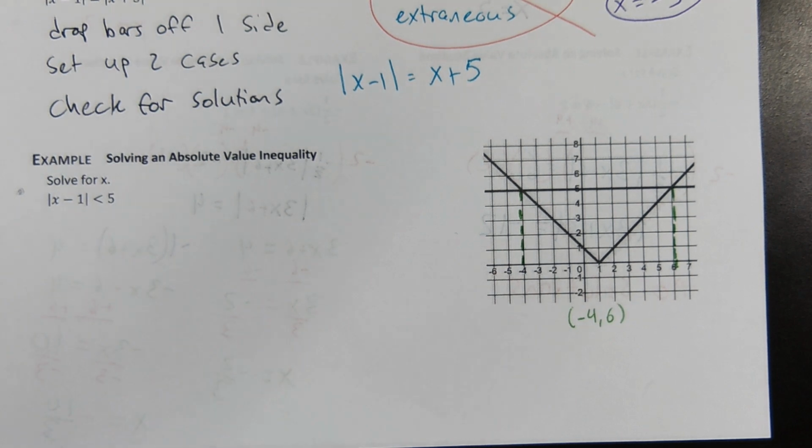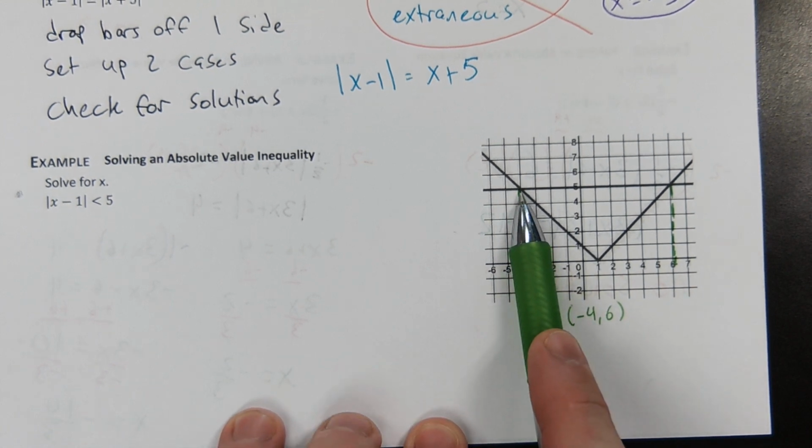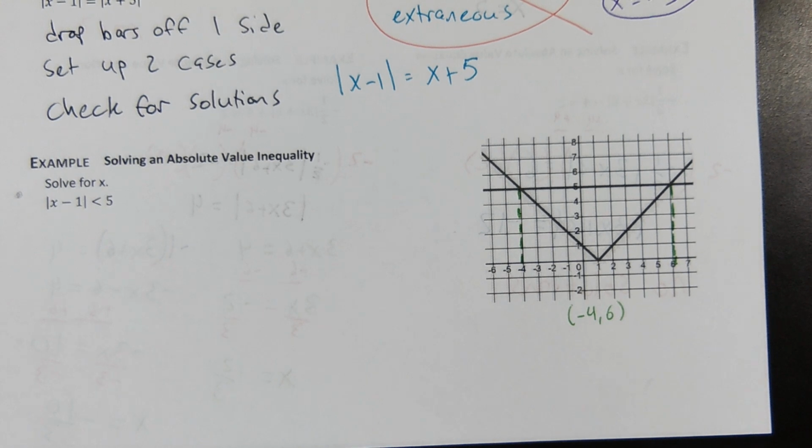Yes? Why is there a negative? Why is there a negative 4 instead of -5? Right here? Oh. I thought it was somewhere else. My bad. No worries.